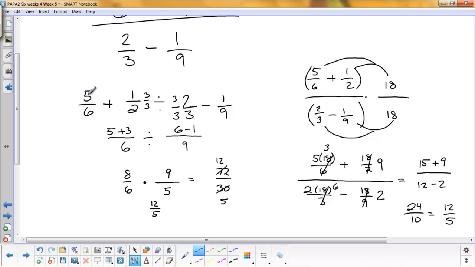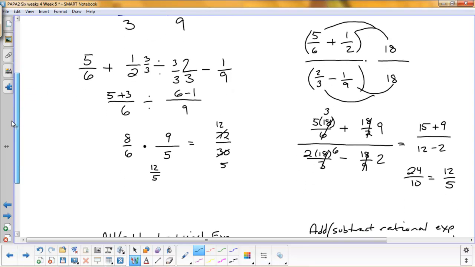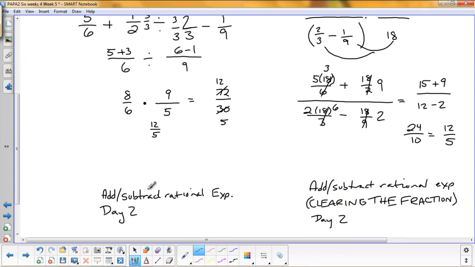If you liked this explanation better, then you will be viewing the video Adding and Subtracting Rational Expressions Day 2. If you liked this explanation better, then you will be viewing the video Adding and Subtracting Rational Expressions, Clearing the Fraction, Day 2.